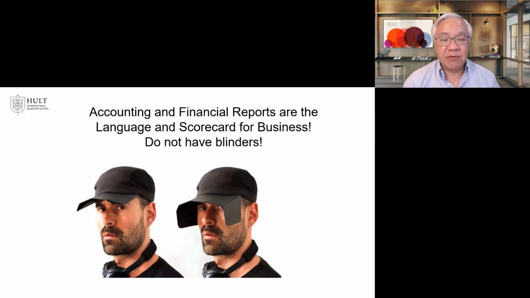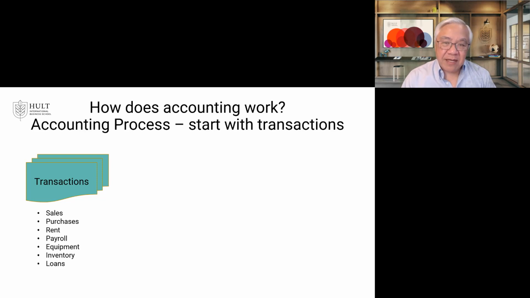Accounting and financial reports are the language and scorecard for business. This is about the process, like how does accounting work? So we'll look at the accounting process and build it up from the bottom up. We have transactions. Just think of these as pieces of paper. They could be sales, purchases, rent, payroll, equipment, inventory, all kinds of things that have paperwork generated.